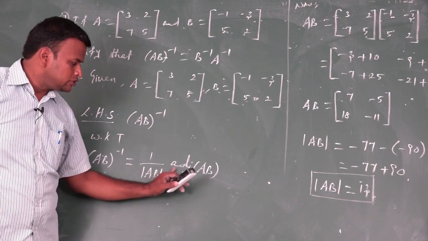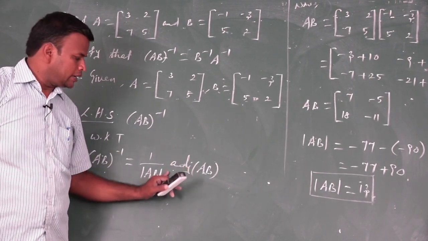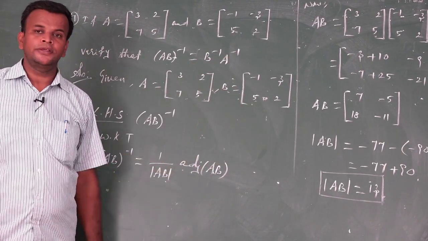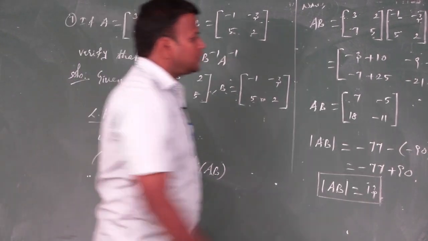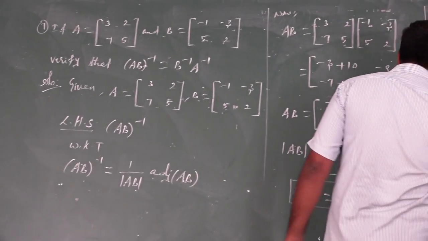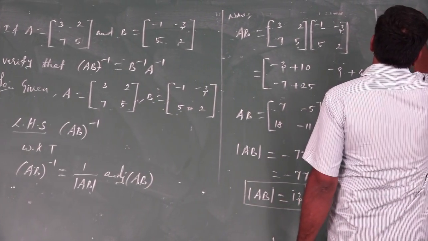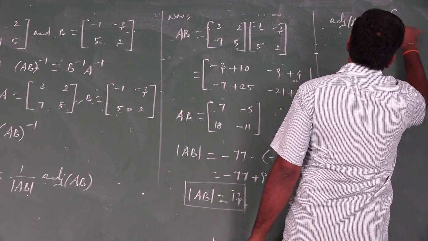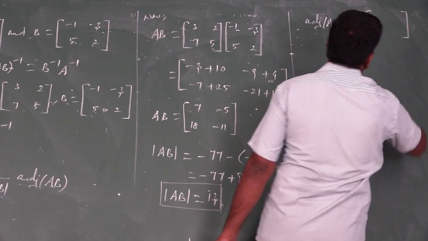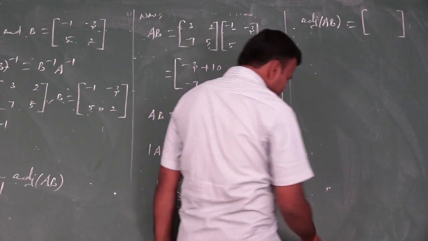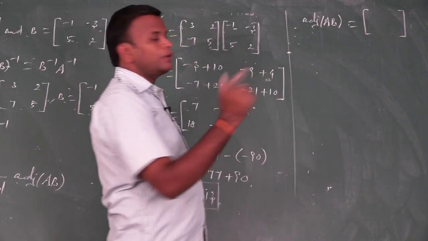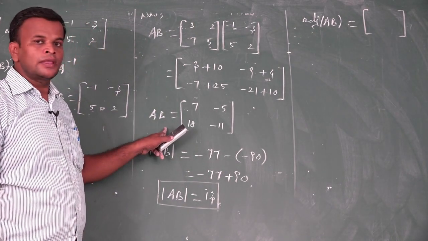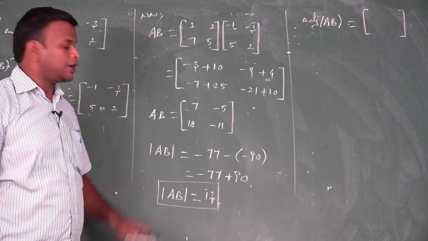Next we need adjoint of AB. If we need adjoint of AB, first we need AB. We already found the value of AB. So now we write adjoint AB. We know the working rule how to find the adjoint of any 2 by 2 matrix. What is the value of AB? That is it. Now we find the adjoint of this matrix.